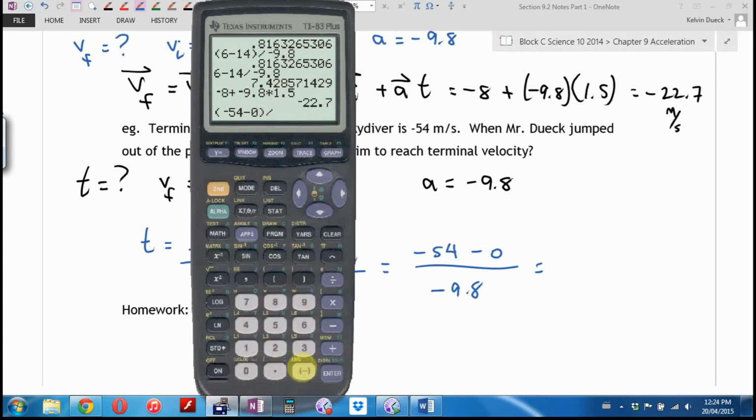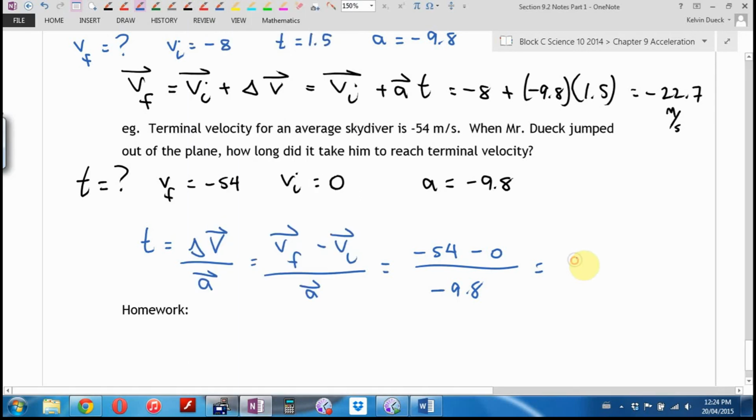I guess I didn't really need to go minus 0 because that's not going to change the answer. But just to show you, that's how you could type it into your calculator. 5.5 seconds. Nope, not very long. Okay, terminal velocity, you hit it pretty quick.